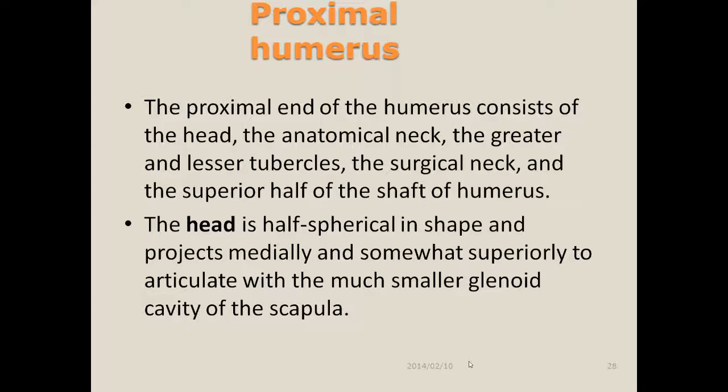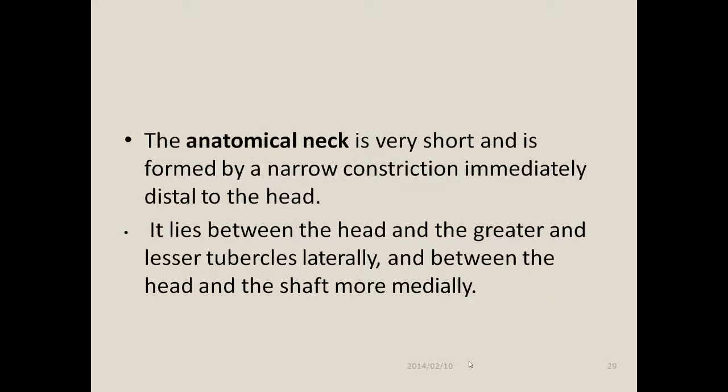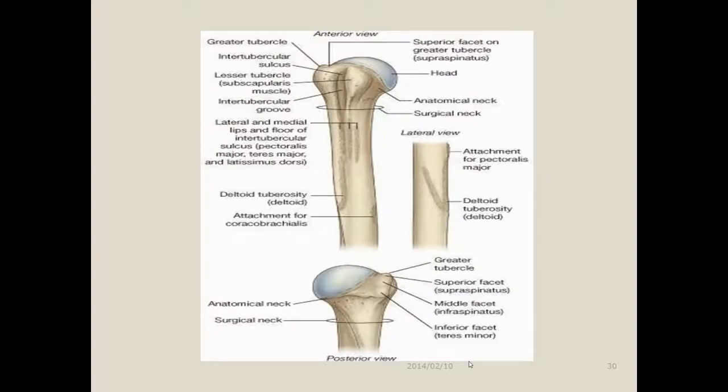The proximal humerus consists of the head, anatomical neck, the greater and lesser tubercles, the surgical neck, and the superior half of the shaft of the humerus. The head is half spherical in shape and projects medially and somewhat superiorly to articulate with the much smaller glenoid cavity of the scapula. The anatomical neck is very short and formed by the narrow constriction immediately distal to the head. It lies between the head and the greater and lesser tubercles laterally, and between the head and the shaft more medially. We can see the anatomical neck here.